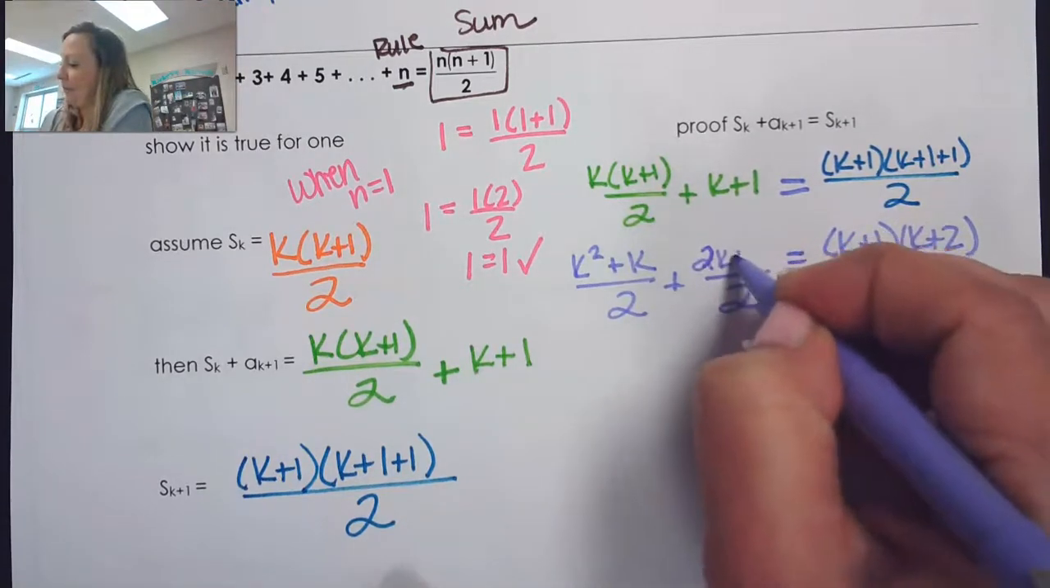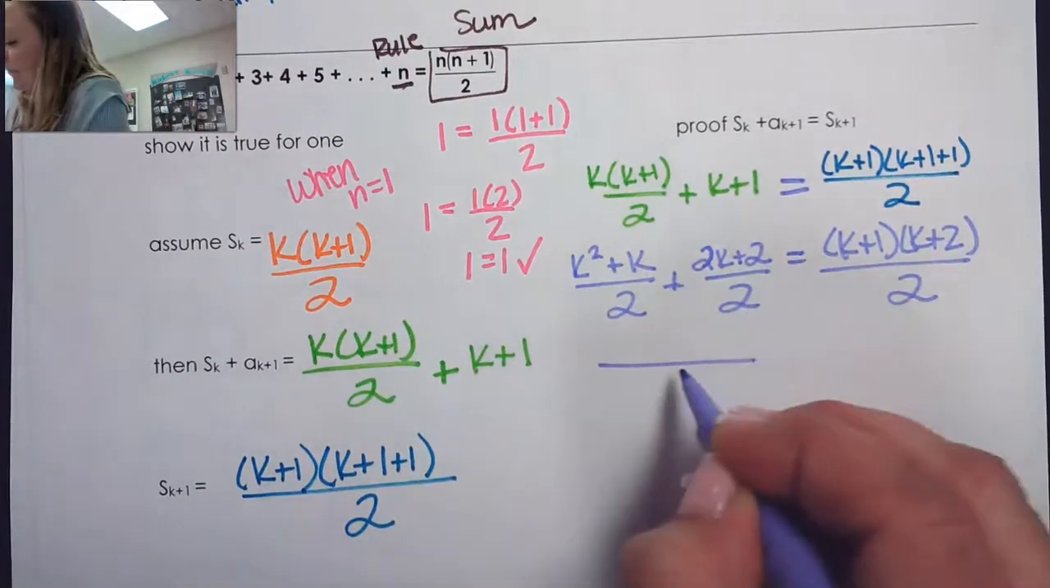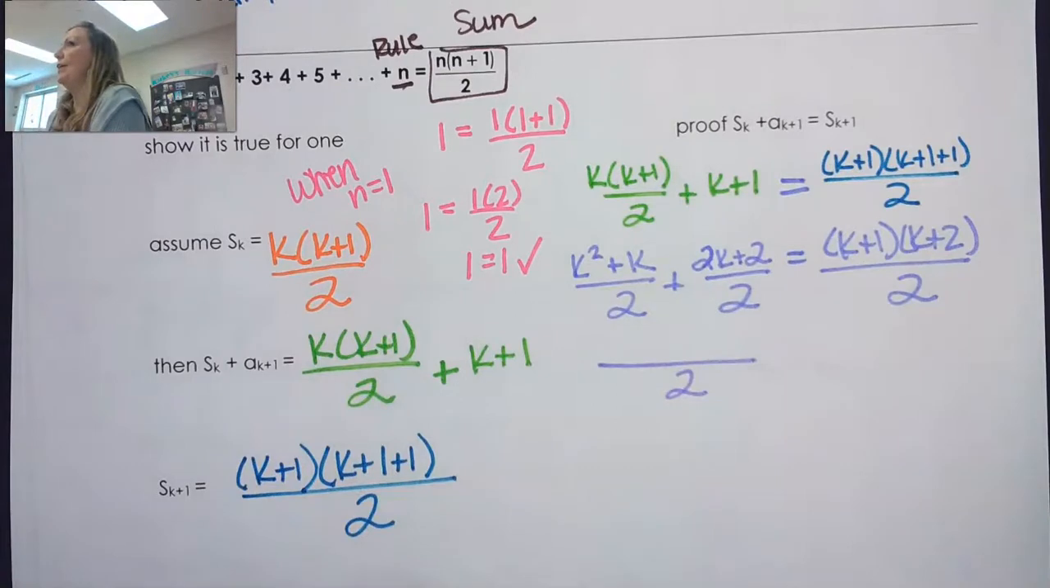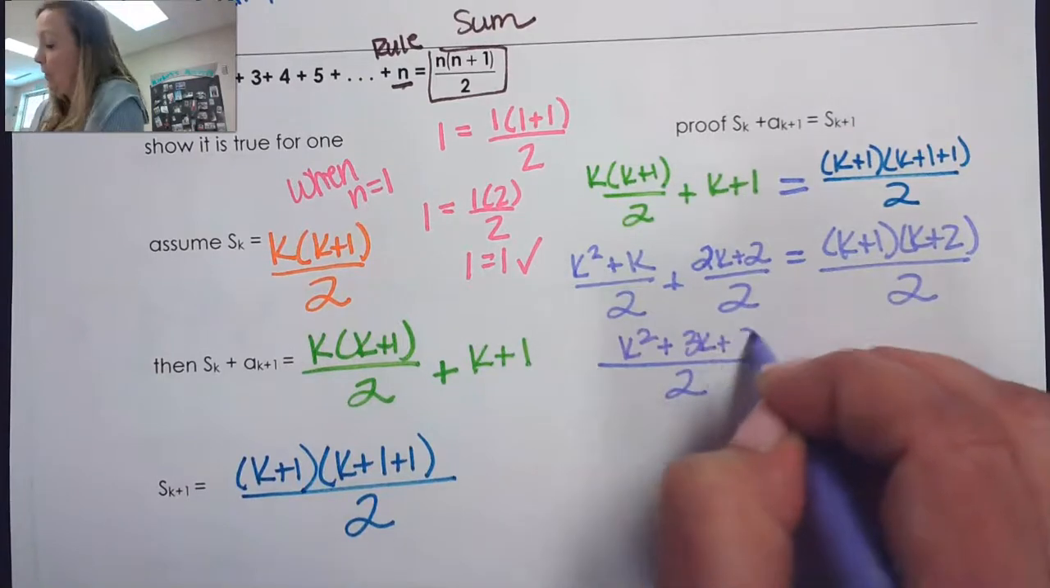2k plus 2. So you multiply k plus 1 by 2. Basically, you're multiplying by 2 over 2. And now I have a common denominator. So what would the numerator then become? k squared plus 3k plus 2.